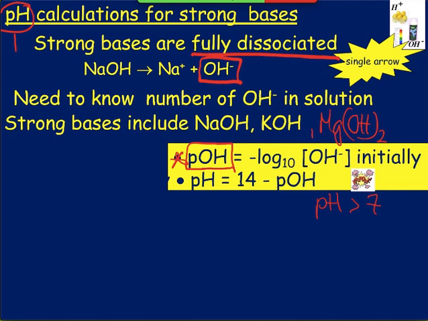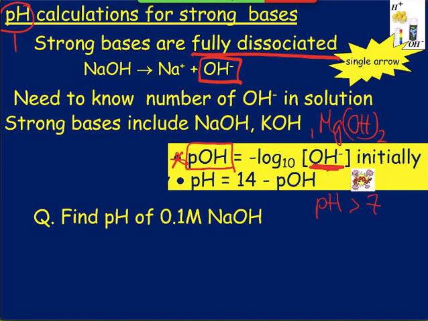Okay. So last time when we did strong acids, we just calculated the pH directly, negative log base 10 of the hydrogen ion concentration. To do strong bases, we have to calculate the pOH first. So we just swap out the H plus for this OH minus, and then we take the first answer away from 14. So it'll become clear when we start answering questions.